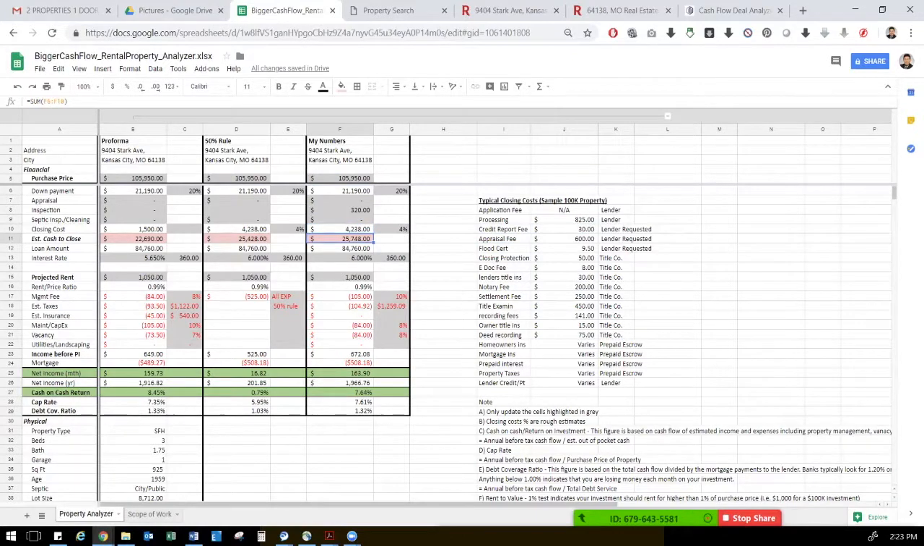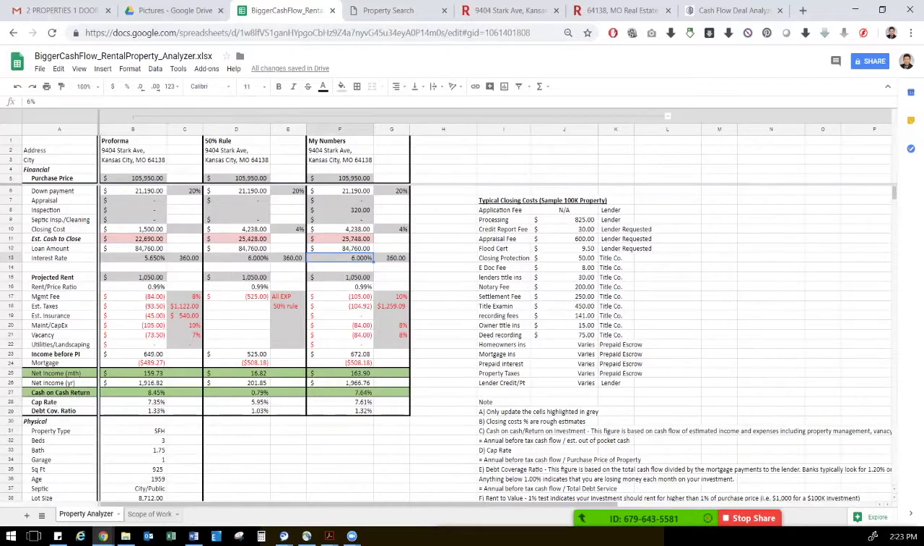Estimated cash to close is going to be about $26,000. That's slightly higher than the projected pro forma that this turnkey provider has given me. The loan amount is going to be the same, because it's the same 20% down payment.